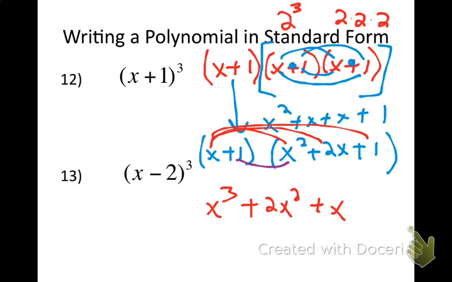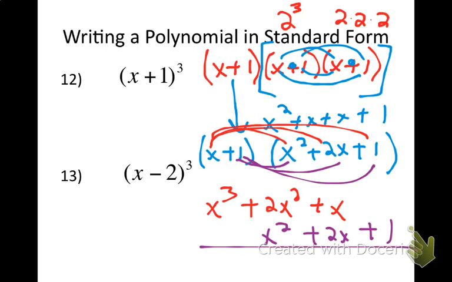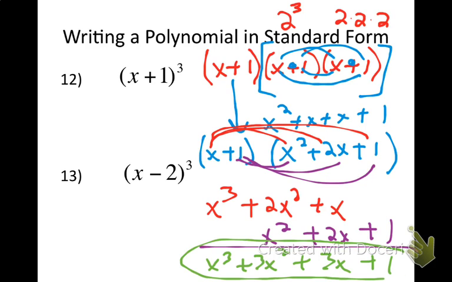So 1 times x squared is x squared. 1 times 2x is 2x. 1 times 1 is 1. And then I combine like terms, getting me x cubed plus 3x squared plus 3x plus 1 is my answer. You have to do all that for that little problem. It's great work for you.